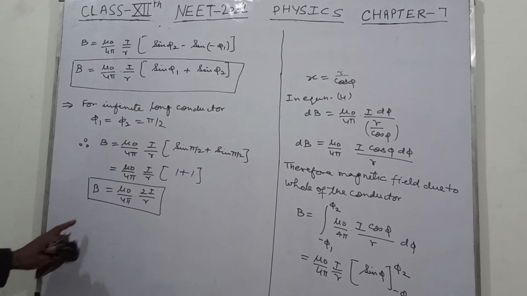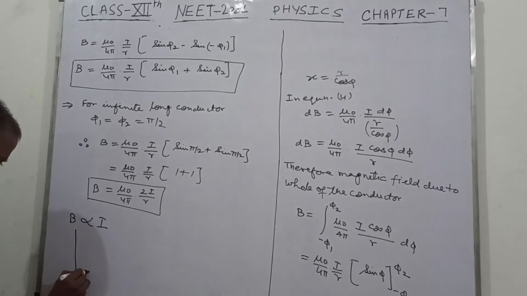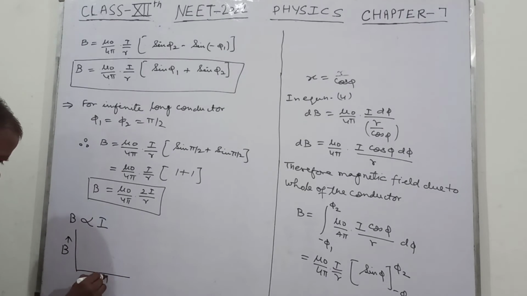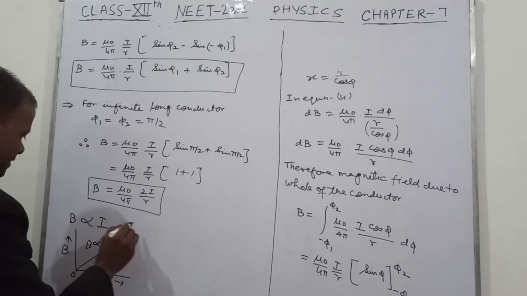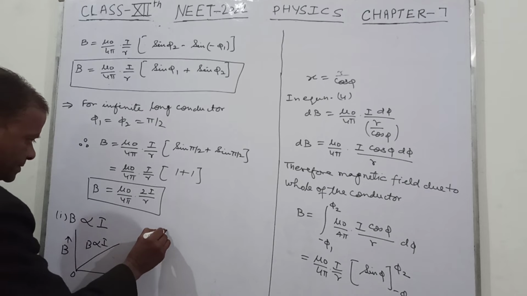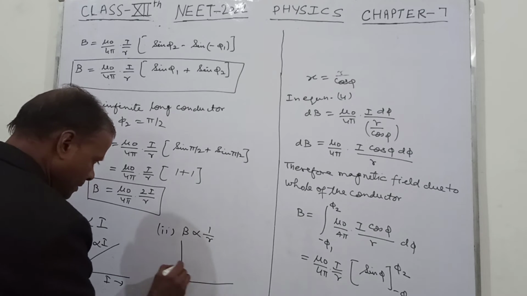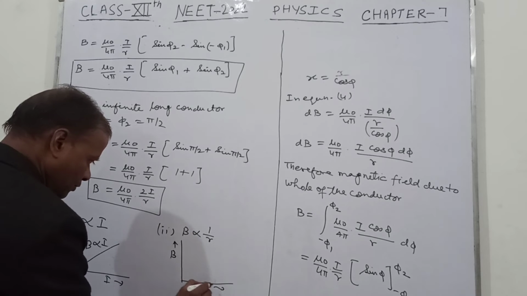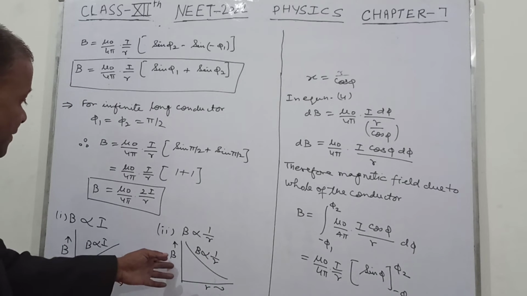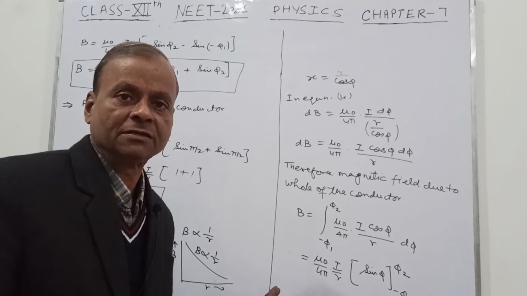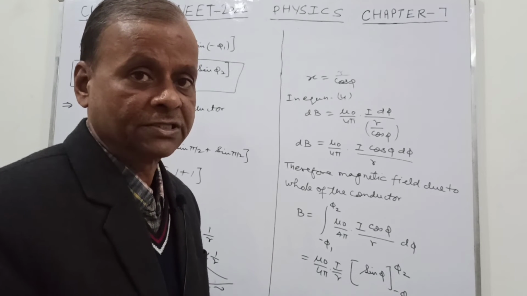So now you can see from here that this B is directly proportional to I. It means that if we have a graph between B and I, then this will be a straight line, B proportional to I. And the second thing that you look at here is that this B is proportional to 1 upon R. So if we have B on this side and R on this side, then we will have B proportional to 1 upon R. So this is the variation of B with the current I and the distance R for an infinite long conductor. Suppose the conductor is not infinitely long, but has a finite length.